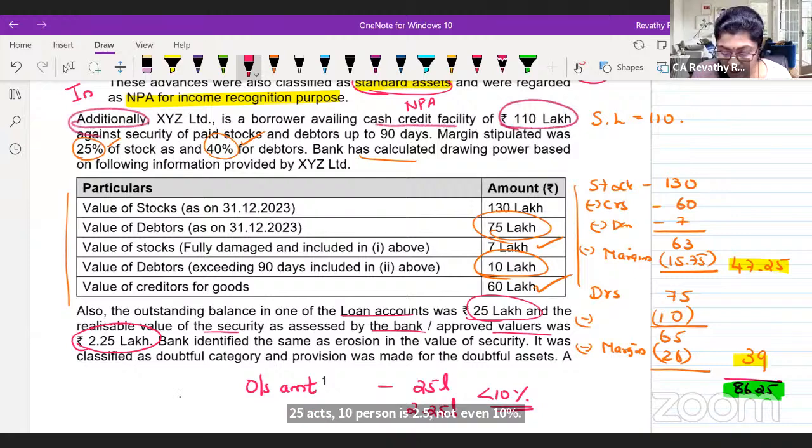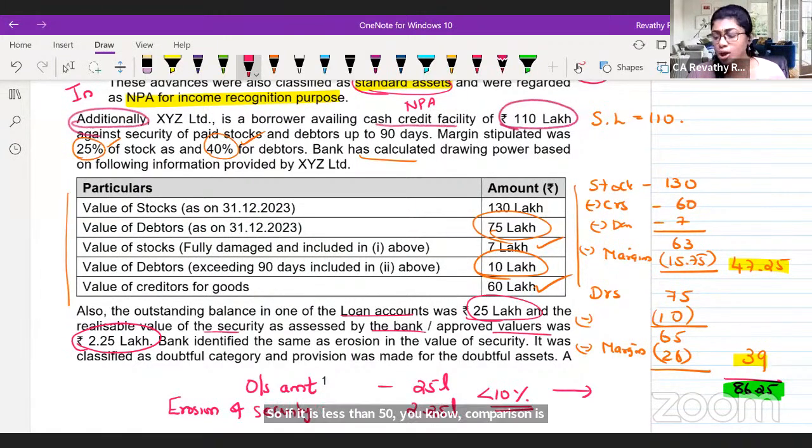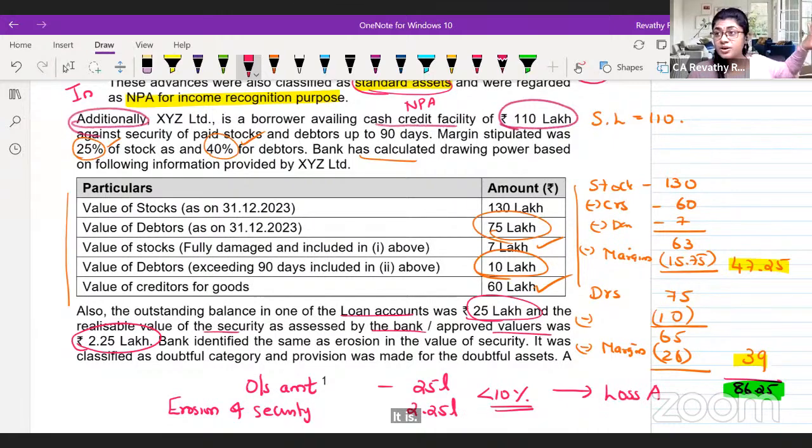Erosion in the value of security. So if it is less than 50%, the classification is different, doubtful. Now here it is less than 10%. It is loss. Doubtful is a little bit different. I didn't say that.